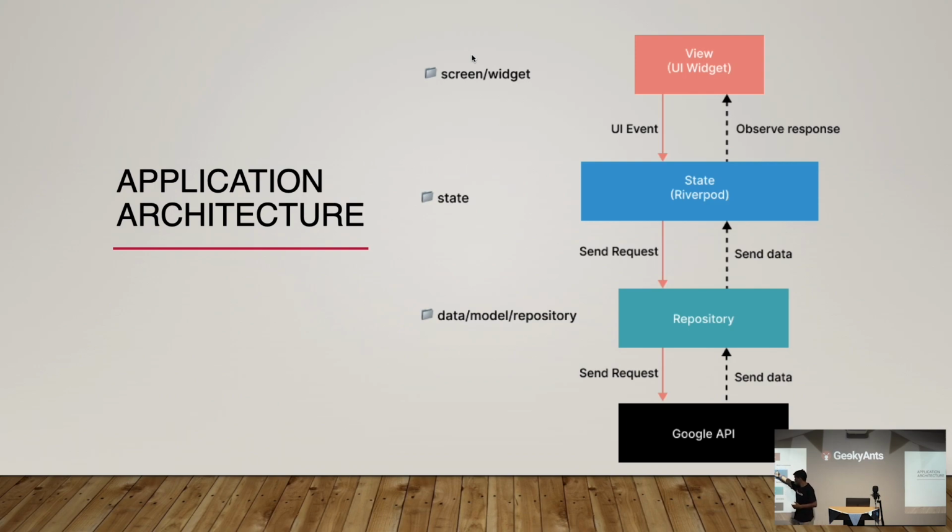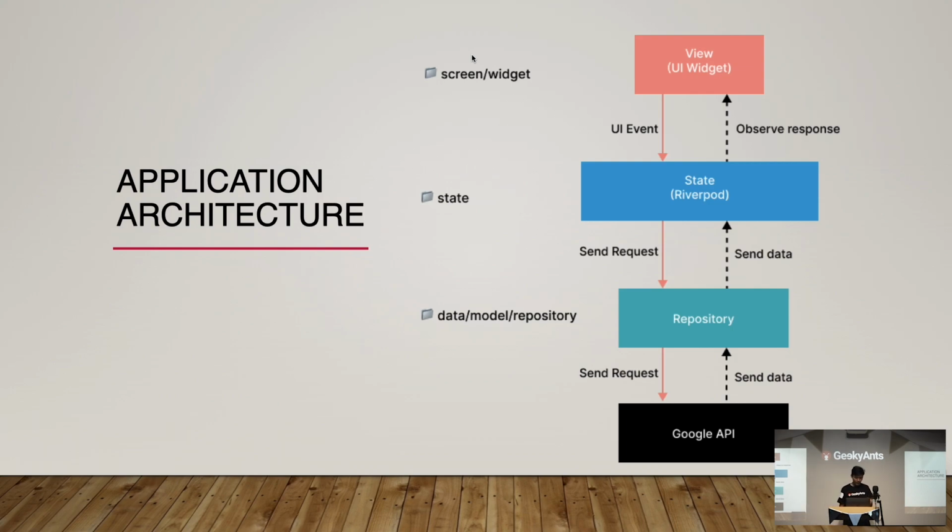Then from the UI to the state we will trigger an event, then send a request to the repository, and then the repository goes to the Google API, or we have Spring Boot, same thing, and then we will get the response back to the UI. So this is our application structure. And here you can see we have this project structure. Screen and widget will be the project structure for the UI, and then the state, and then the data, model, and repository will be here.